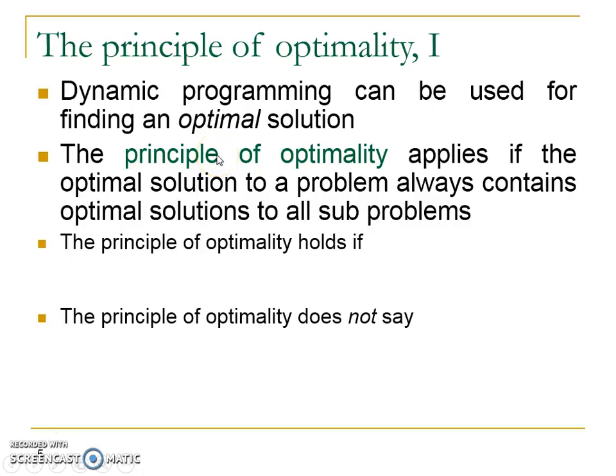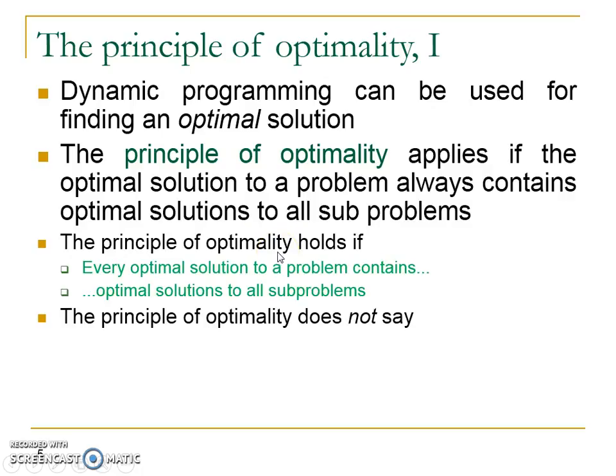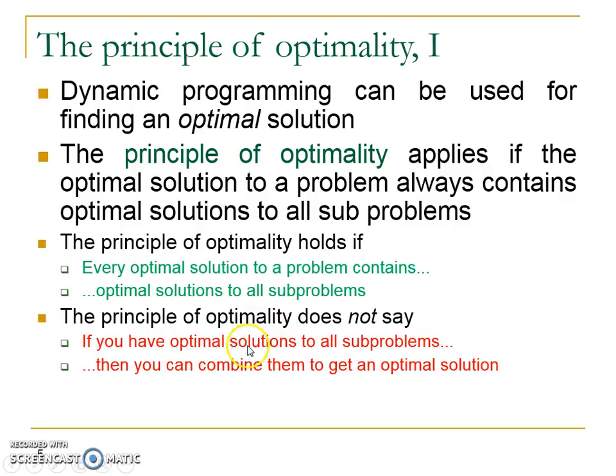When solving optimization problems using dynamic programming, we have to remember the principle of optimality. The principle of optimality can be applied if an optimal solution to a problem always contains optimal solutions to all sub-problems. So please remember that the principle of optimality holds if every optimal solution to a problem contains optimal solutions to all sub-problems, but it never says that if you have optimal solutions to the sub-problems, you can combine them to get an optimal solution to the main problem.